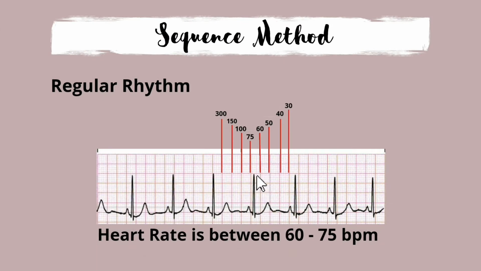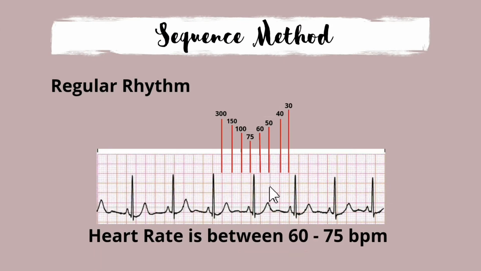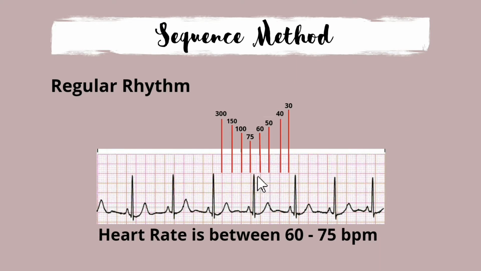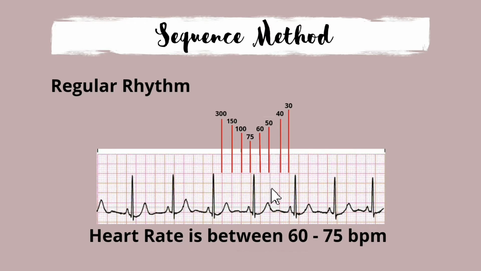And third, the sequence method. The sequence method is applicable for regular rhythms. In this method, we pick the complex that falls on a heavy line, or nearest to it. Estimate by counting the heavy boxes: 300, 150, 100, 75, 60, 50, 40, 30. In this example, the QRS complex fell in between 60 and 75. The heart rate is about 60 to 75 beats per minute.